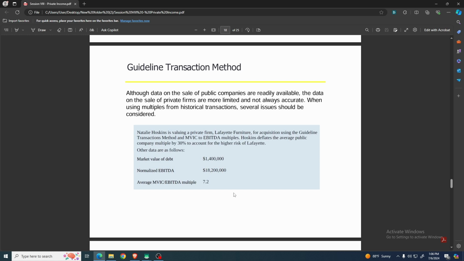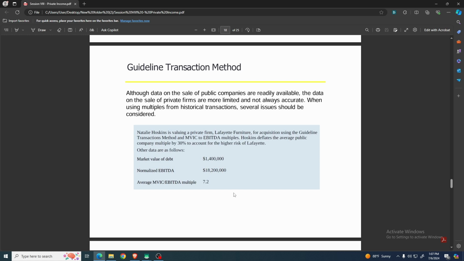The adjusted multiple should be applied to the normalized EBITDA of Lafayette Furniture to estimate the MVIC. The adjusted multiple is going to be a 30% deflation from the calculated multiple. So you multiply 7.2 by 30% and then subtract that amount from 7.2. Let me quickly do that. 7.2 times 0.3 is 0.216, and then 7.2 minus 0.216 is going to be 6.984. Right, that would be done.